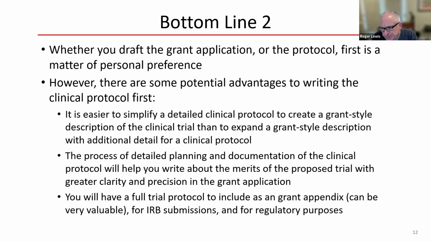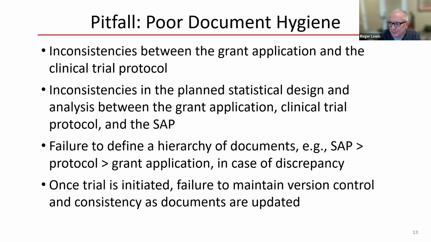And then third, by having the trial protocol first, not only can it be included as an appendix in a grant application, which I think is very valuable, but you have it for your IRB submissions, for regulatory purposes. It's sort of the anchor point from which everything else can flow. Now, that said, this is a matter of personal preference, but if you have time to sequence this either way, I think this generally works better.